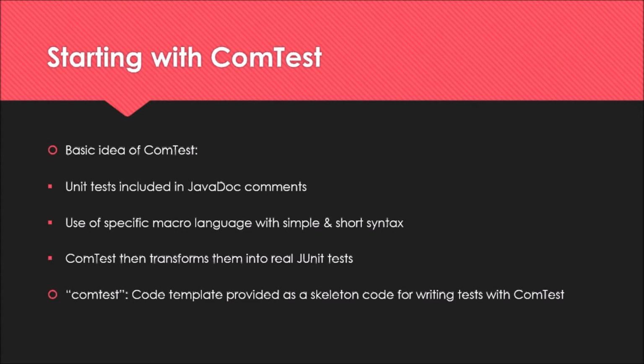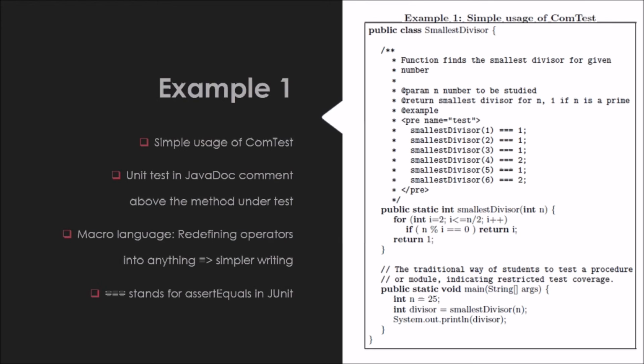The basic idea of ComTest is that the students write unit tests in Javadoc comments using a macro language with simple and short syntax, and then the tool transforms them into real JUnit tests. The code template is also provided as a skeleton code for writing tests with ComTest. There are some examples of tests written in Javadoc which ComTest uses. Here you can see the first one, which shows a simple usage of the tool.